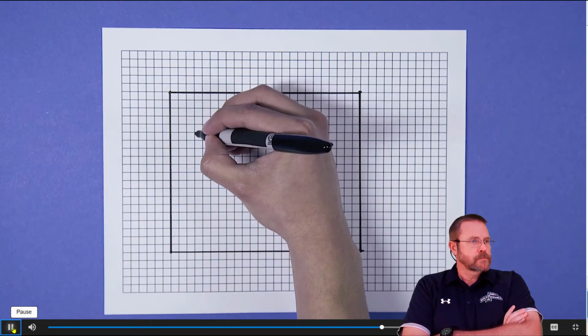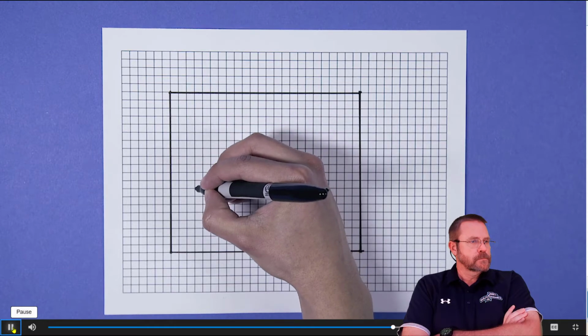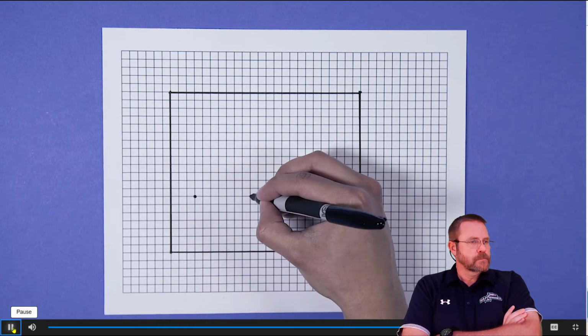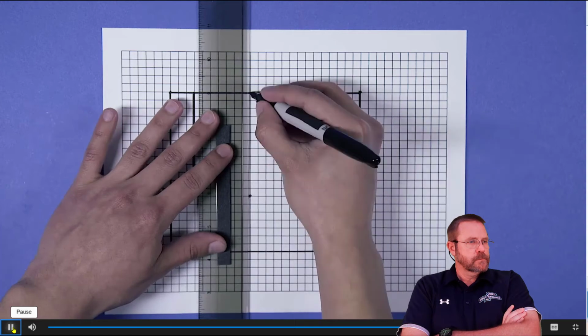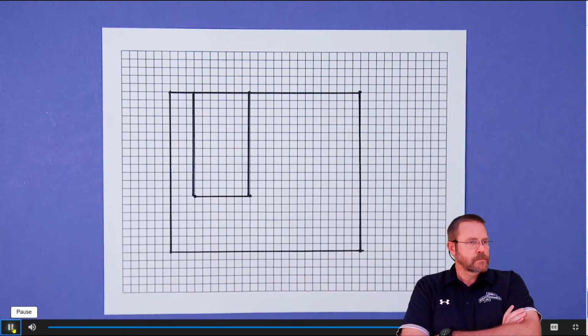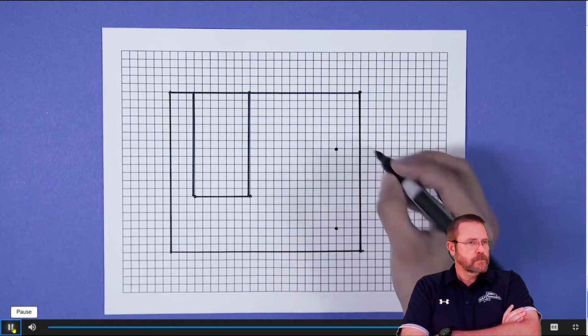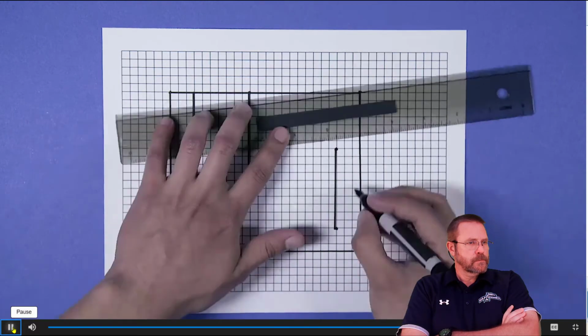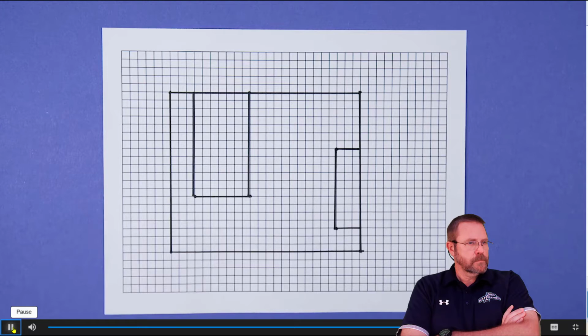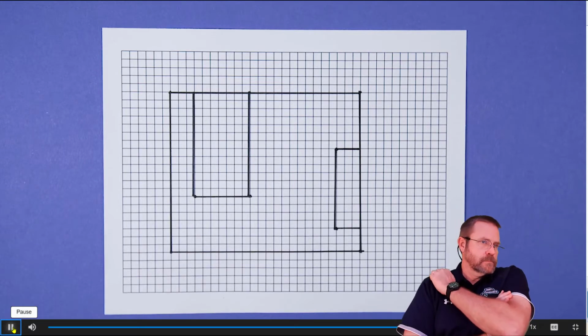Choose a location for the bed. Draw the bed using 1 square per unit. Then choose a location for the dresser. Draw the dresser using 1 square per unit. This process can be used to make a scale drawing.